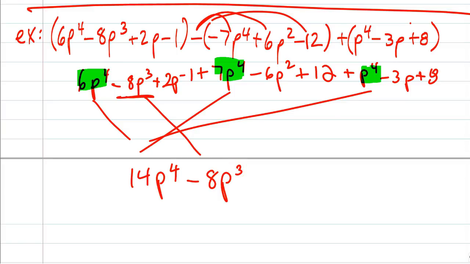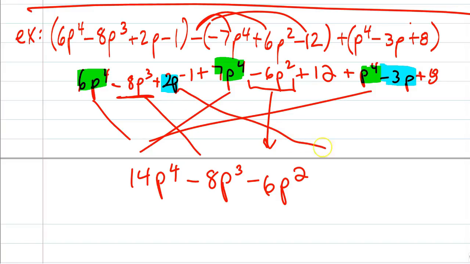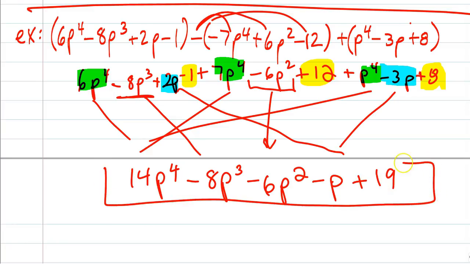The next highest degree is p squared. I see a minus 6p squared. Are there any others? Then just bring it down. My next highest degree is p to the first. There are two of those, so they would combine to make 2 minus 3, which would be negative 1, or negative p. And last but not least, my constants, negative 1 plus 12 plus 8 should give us 19. If you got that, then you should be ready for the next section of notes. Get to work.